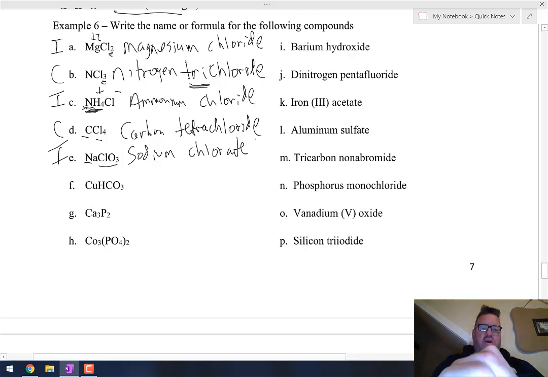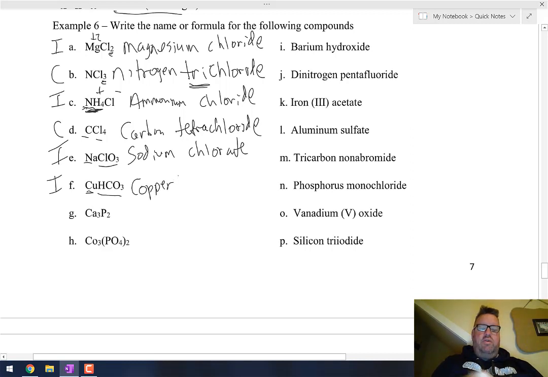Okay, so far we've had a few ionic, but we haven't had any that are in that transition metal area. So letter F, we're finally there. This is an ionic compound. It's got a metal with nonmetals. Cu is the chemical symbol for copper.